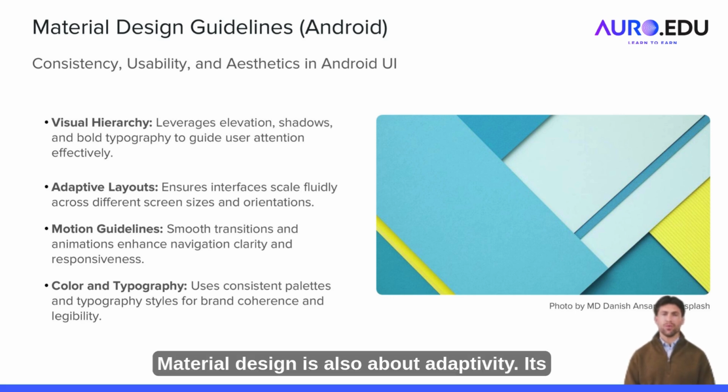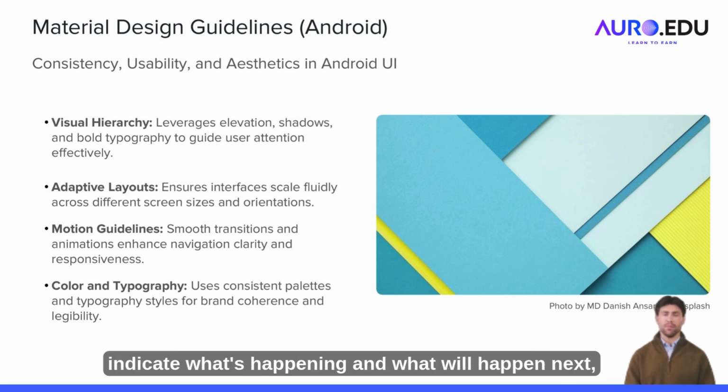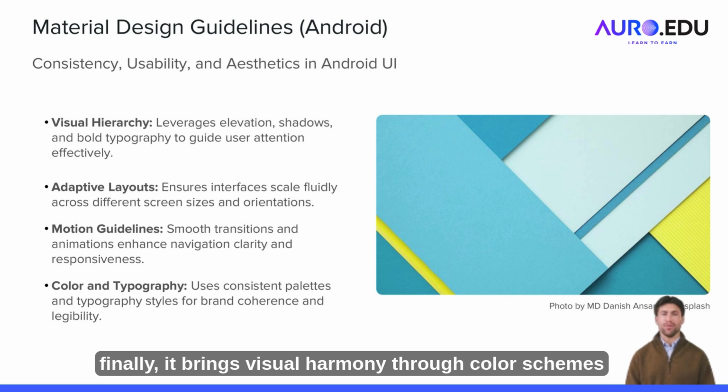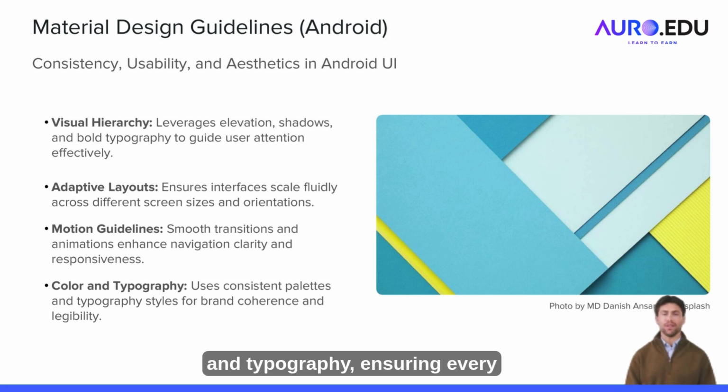Material design is also about adaptivity. Its grid system, padding, and breakpoints ensure seamless experiences across devices. Motion is central here too. Smooth transitions indicate what's happening and what will happen next, reducing confusion. And finally, it brings visual harmony through color schemes and typography, ensuring every app looks coherent and professional.